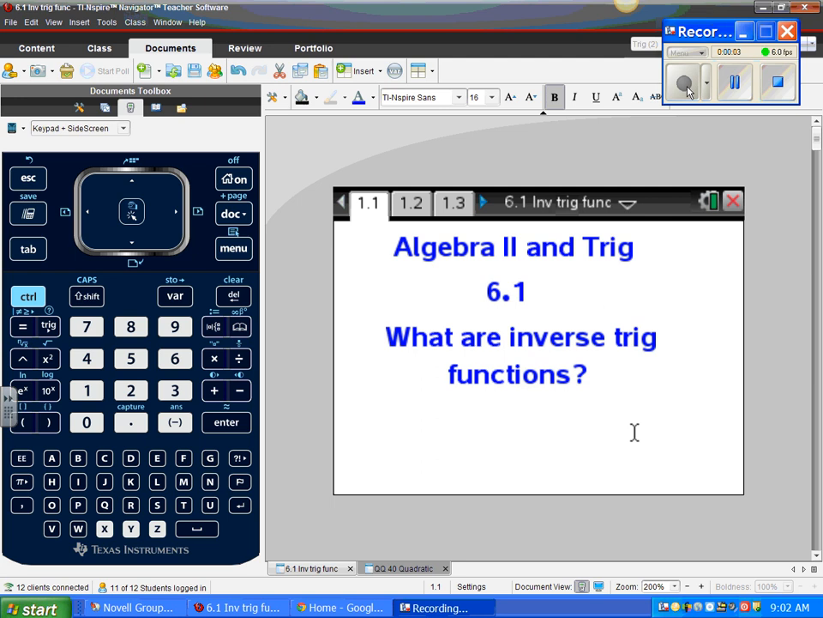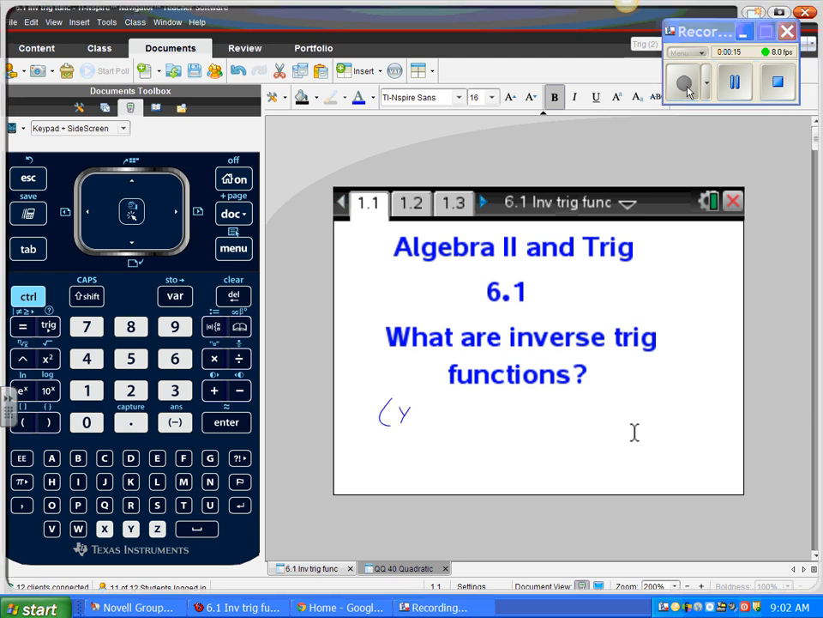Okay, so what we're going to talk about today is we're going to start talking about inverse trig functions, okay? We've spent a lot of time talking about finding inverses of a lot of different types of functions. We know that if I have a point, x y, what's the inverse of that point? Y x, great. So we know how to find the inverse of a point, no problem, right?